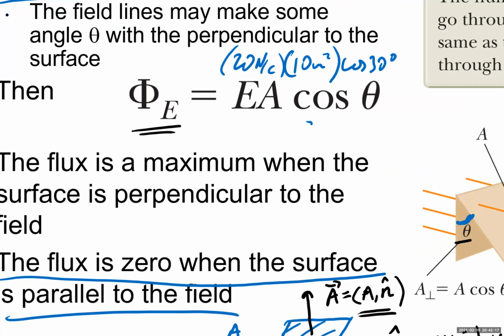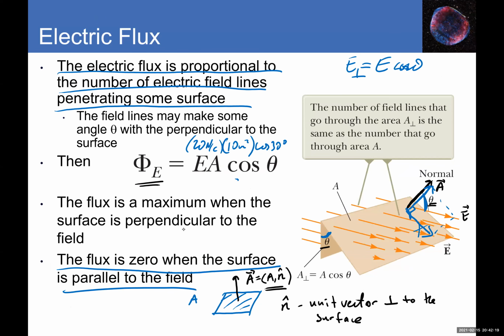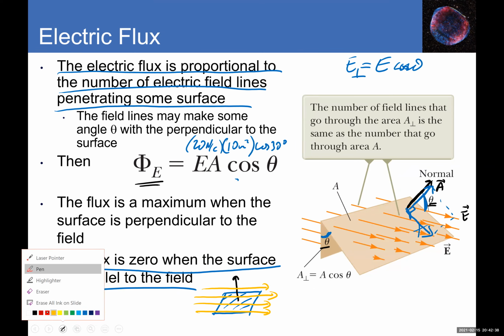And here I can show you that with something like this. If this is my area right now, and let's say now the electric fields are like this, then what I can say here is that my electric flux is zero.